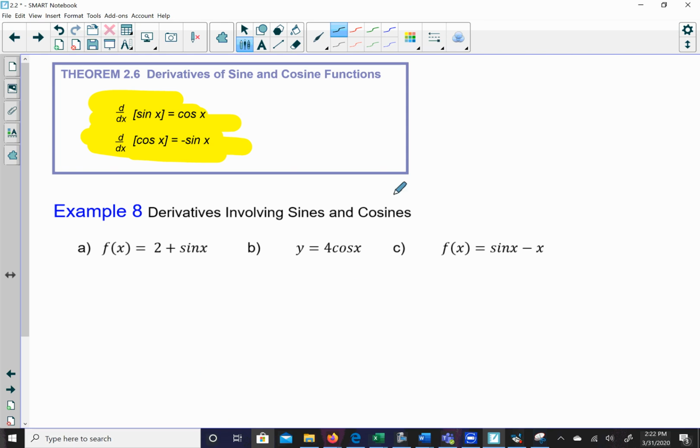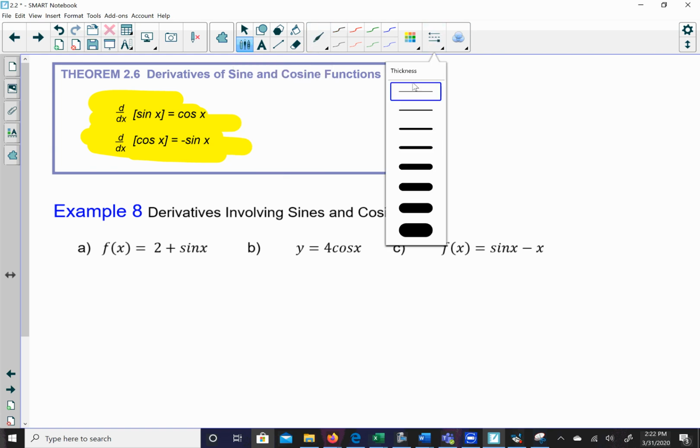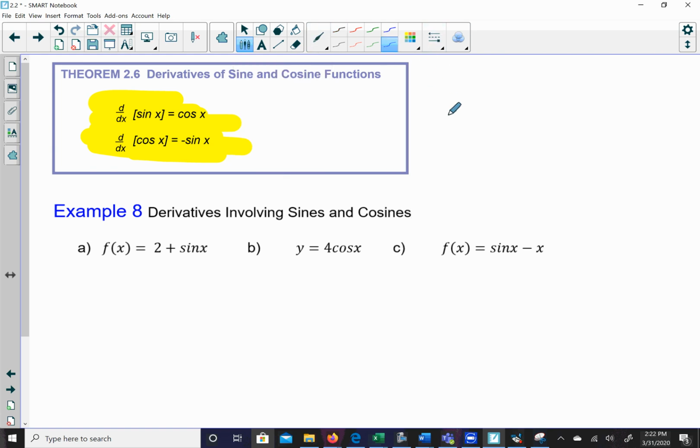So when I do the next problem, again, I'm going to use the property that I just talked about, and I'm going to separate term by term. So when I find the derivative of 2, well, 2 is a constant, so the derivative of 2 will just be 0. And then the derivative of sine of x is just cosine of x. So this final answer is just going to be the cosine of x.